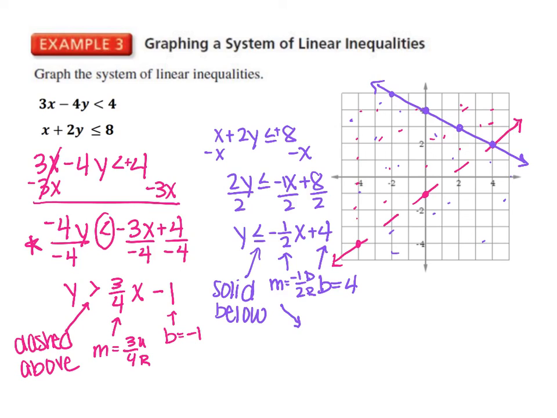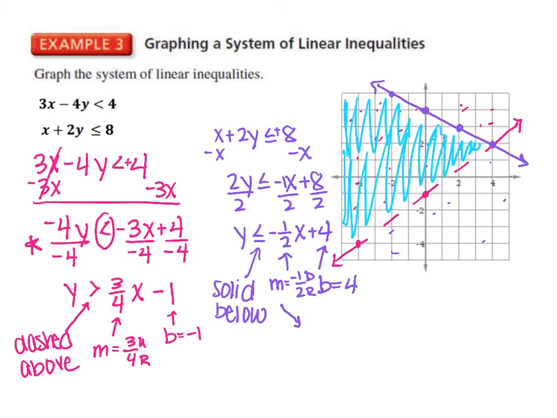So now I want to know which one section out of those 4 is where my final answer is going to be, right? Below the purple line, but above the pink line, is this section right here. So that's the part that I actually want to shade. Anything in that section would make both inequalities true. See if you could try a few practice problems.